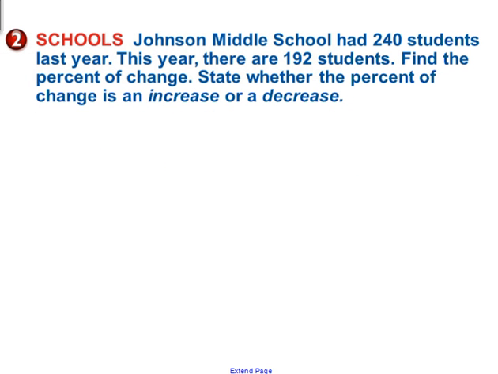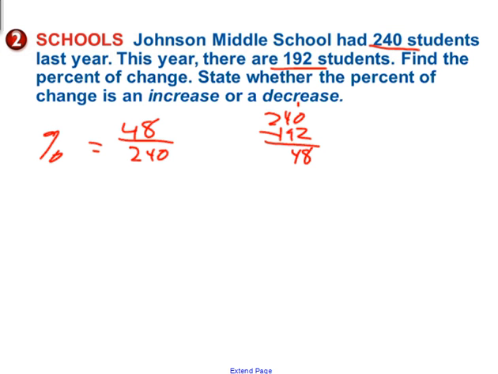The next one, schools. Johnson Middle School had 240 students in it last year. This year, there were 192 students. Find the percent of change, and state whether the percent of change was an increase or a decrease. So the percent of change is equal to 240 minus the 192. That's a difference of 48 students. So I'd say 48 over the original amount, which was 240.